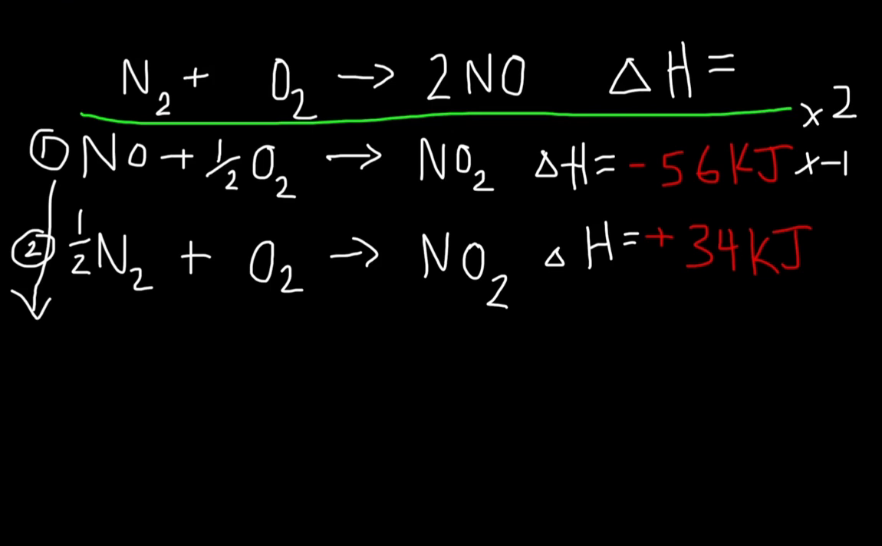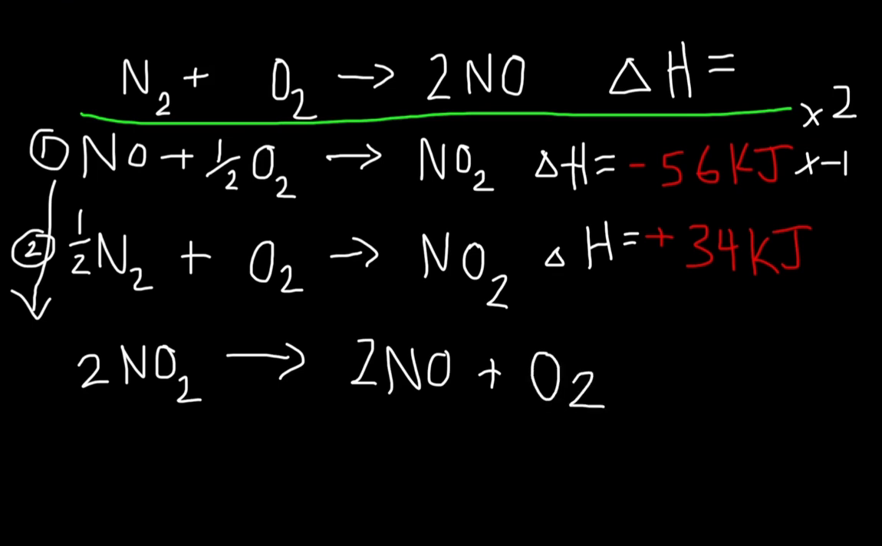If I write the new equation, I'm going to reverse it and then double the equation. So I'll have 2NO2 because I doubled everything, and the NO2 is on the other side, and then this will form 2NO plus, half times 2 is just 1, so that's just O2. This is our first equation.